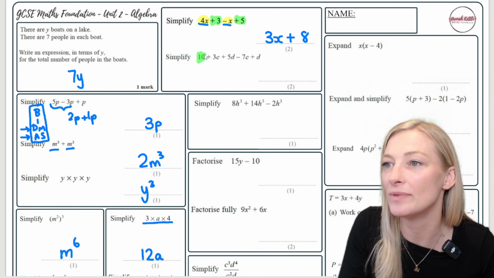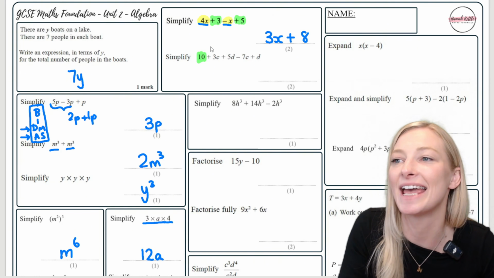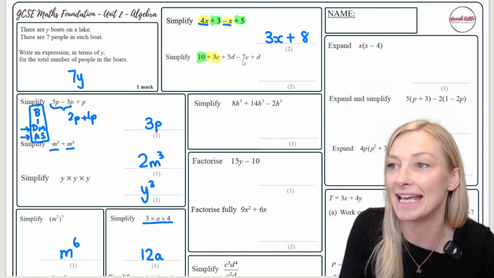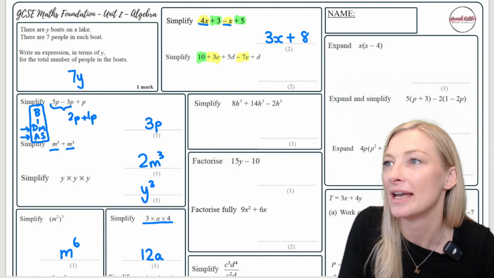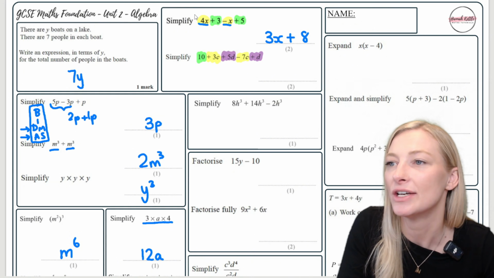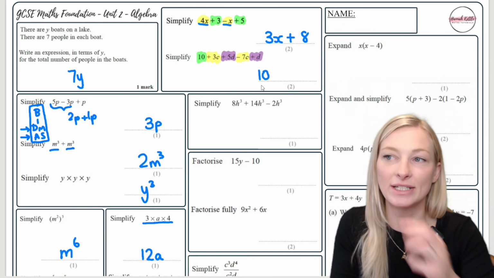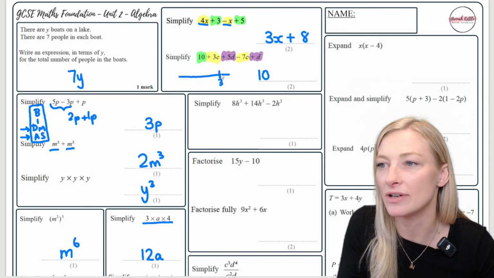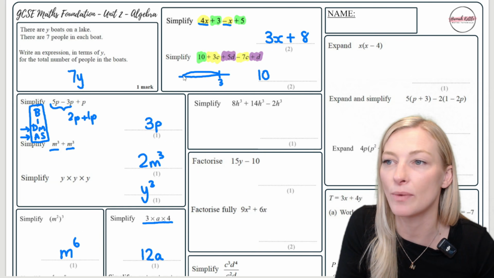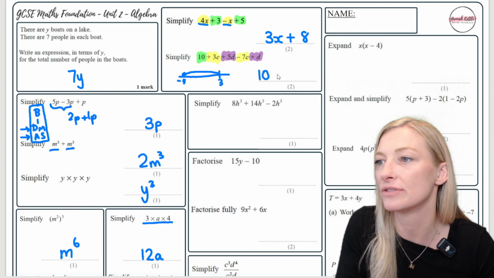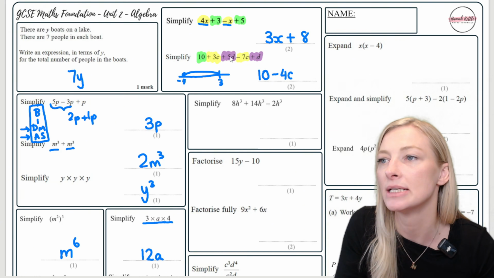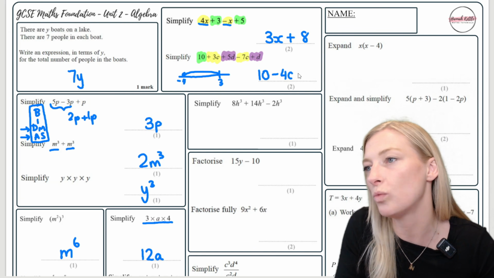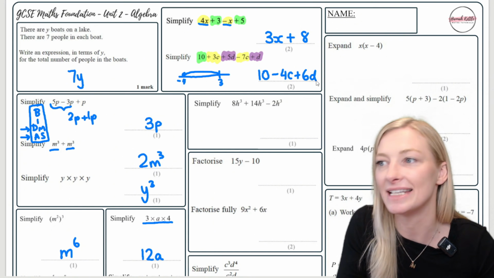Then for the next bit, we have 10. Now that is the only constant term, so that guy is staying on his own. Then I've got 3c, take away 7c, and then I've got 5d, add 1 more d. If I have 3c and I take away 7, imagine you're at 3 on the number line, you take away 7, you're going down to -4. So that's -4 lots of c. And then 5d, add on 1 more d, is 6d altogether.